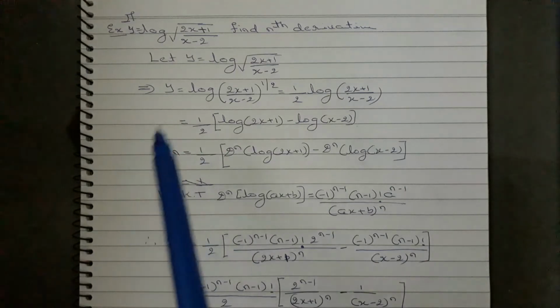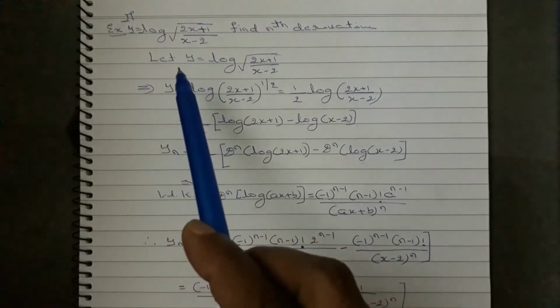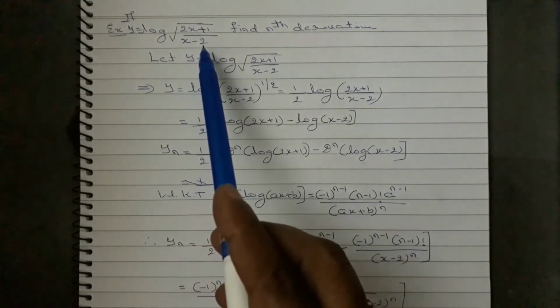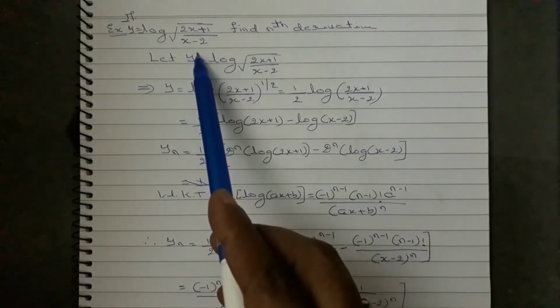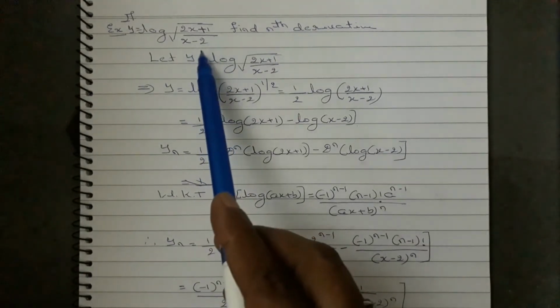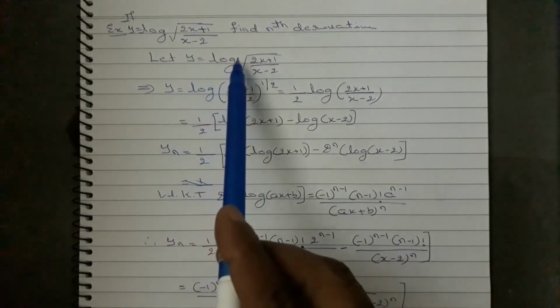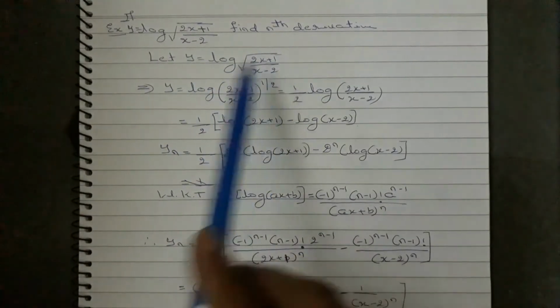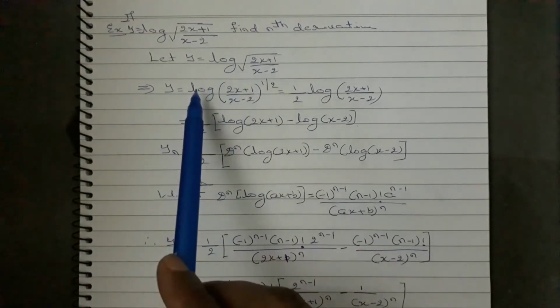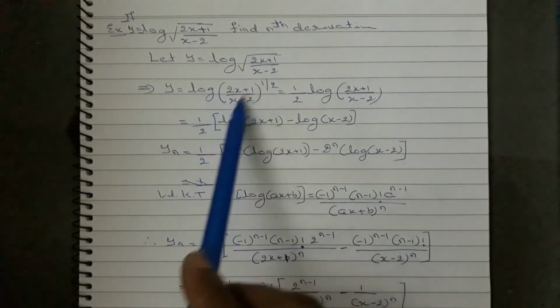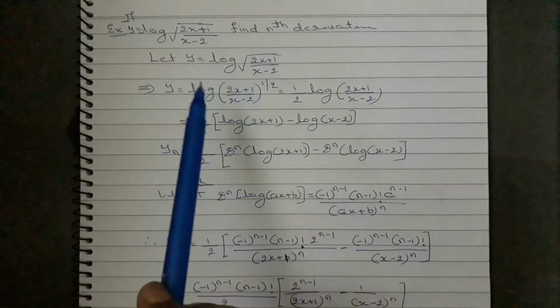So the next example is to find the nth derivative of log of square root of (2x + 1) divided by (x - 2). So for this we have to find the nth derivative. Let us consider y is equal to log of square root of (2x + 1) divided by (x - 2). Now this is a square root, so this can be written as log of ((2x + 1) divided by (x - 2)) whole raised to 1 by 2.